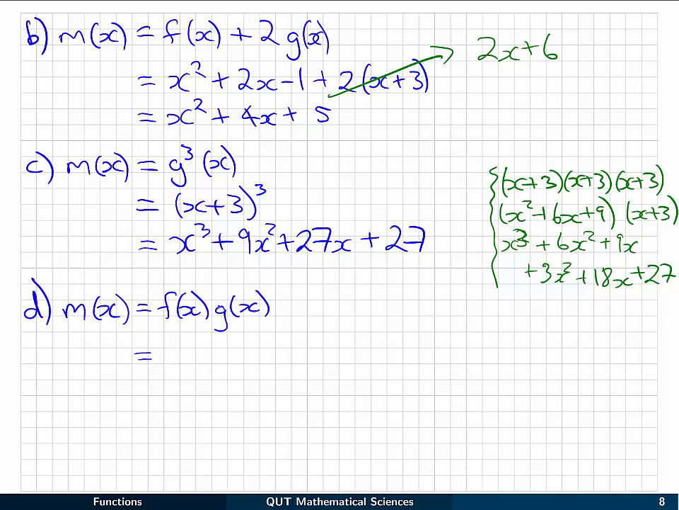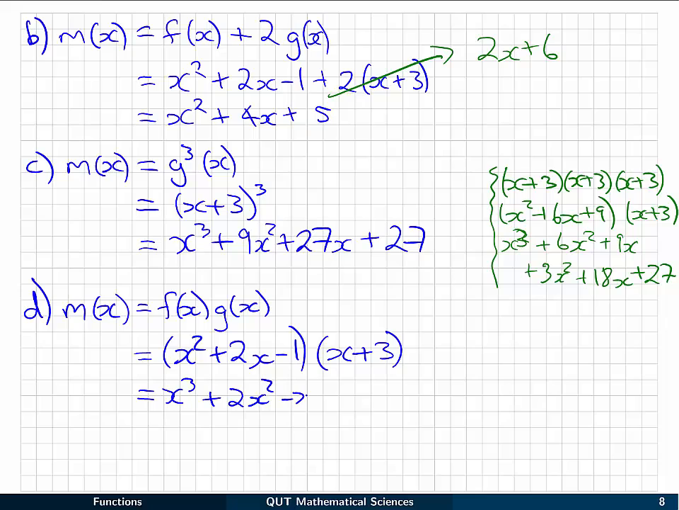For our last question, m of x is just the product of f and g. So we can just put those in, x squared plus 2x minus 1 and x plus 3. We just expand those brackets out. We get x cubed plus 2x squared minus x, moving across these ones, and then plus 3x squared plus 6x minus 3. And finish that one off, just bring together the like terms. We've got x cubed, plus 5x squared, minus x plus 6x is plus 5x, and finally minus 3. So that's our composed function there.